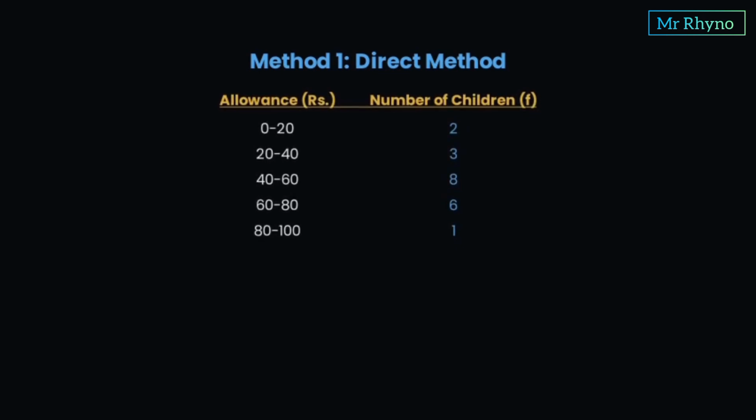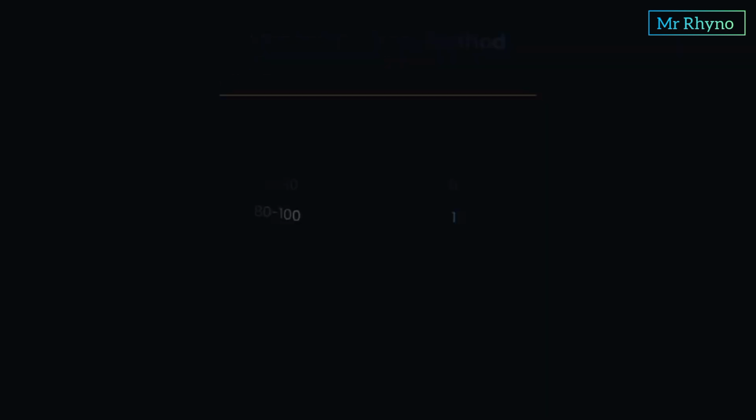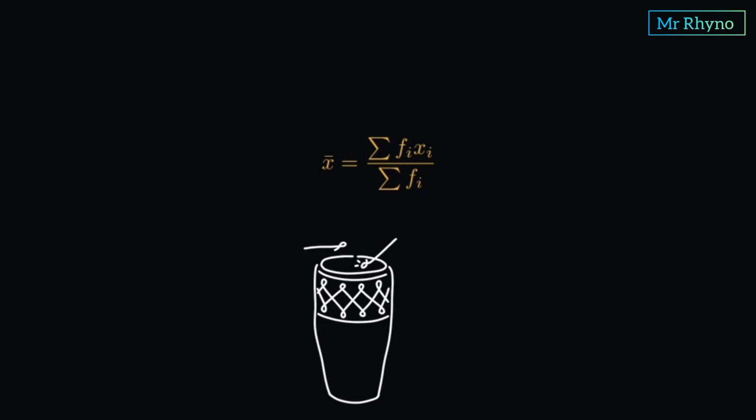Our data: the daily allowance of 20 children in rupees. 2 children, 3 children, 8 children, 6 children, and 1 child across 5 ranges. Here is the direct method formula. X bar is equal to the summation of f multiplied by x divided by the summation of f.